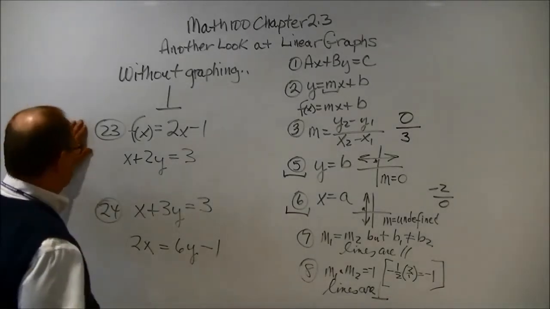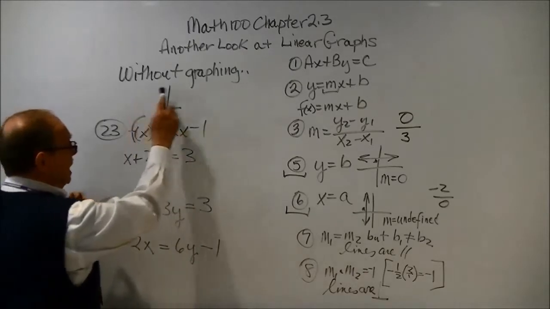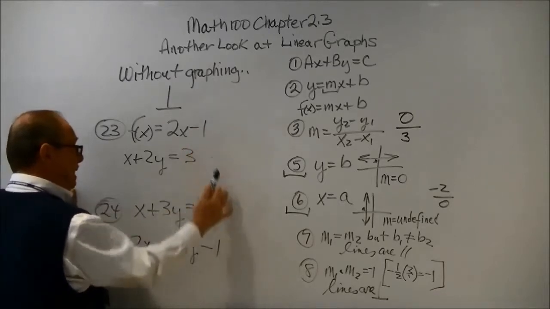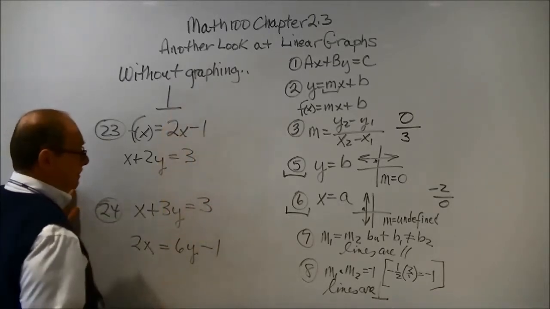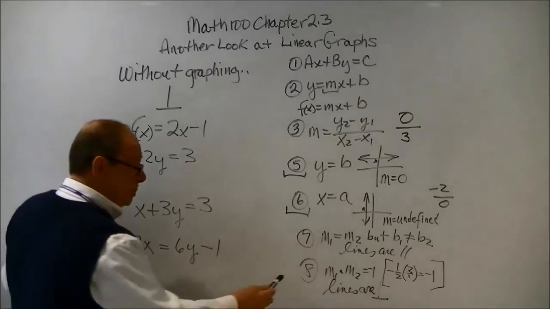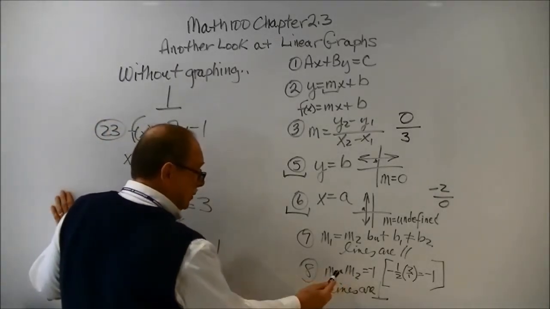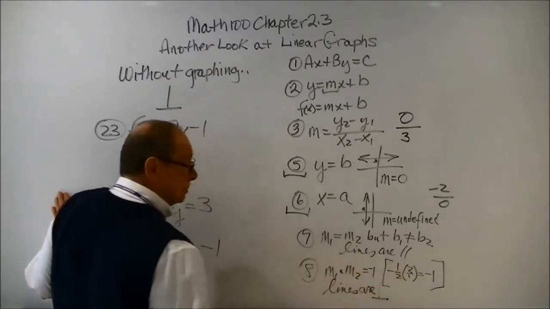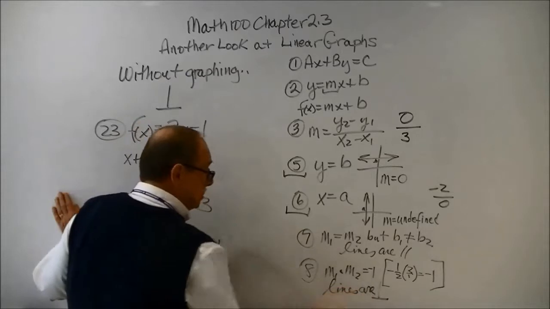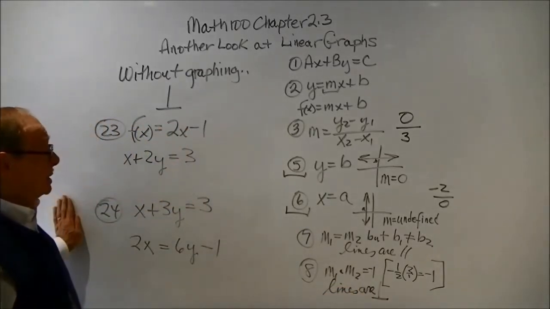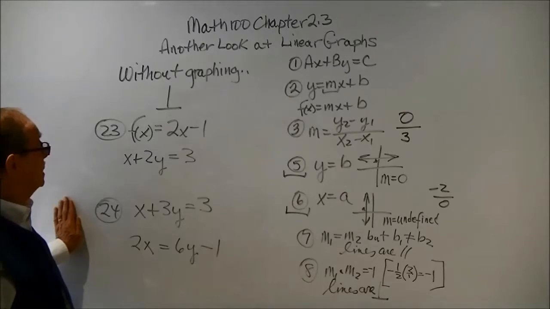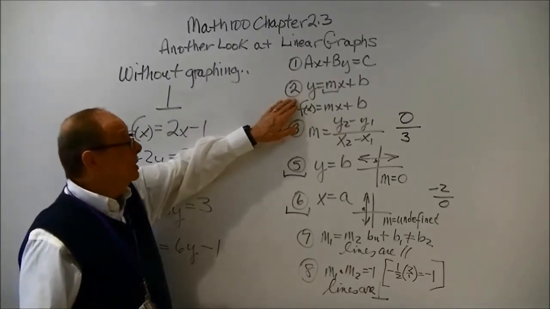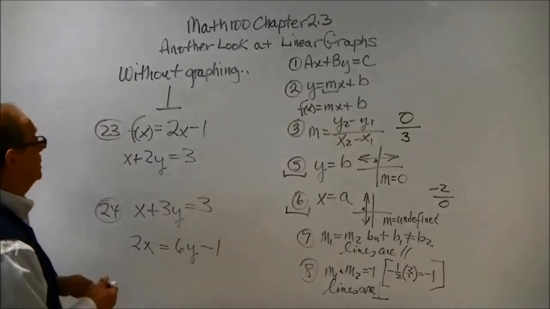Okay, for 23 and 24, we're asked, again, without graphing, are these sets of equations perpendicular? And the rule, once again, was if you multiply the slopes, and the product of that multiplication is a -1, that is, one is the negative reciprocal of the other, then the lines are perpendicular. But the strategy is, how do we find out the slopes? Especially if they're in standard form. Well, put them in slope-intercept form, and then compare the slopes. So that's what we're going to do.